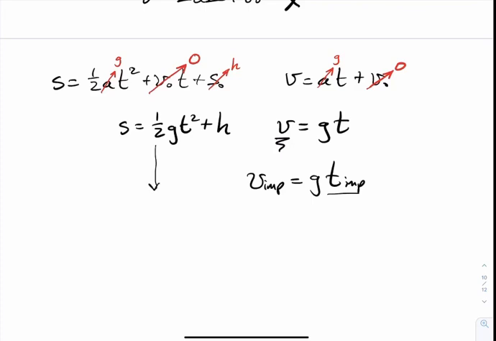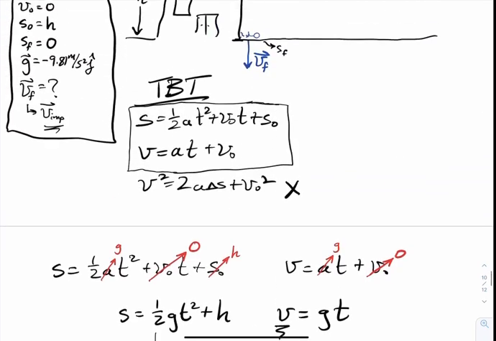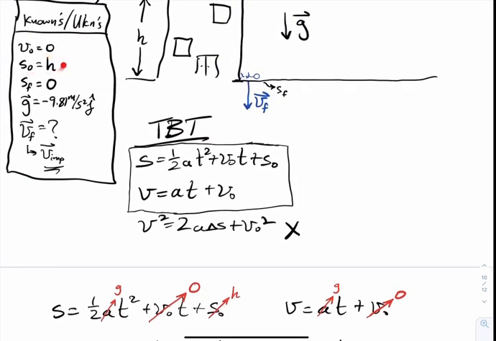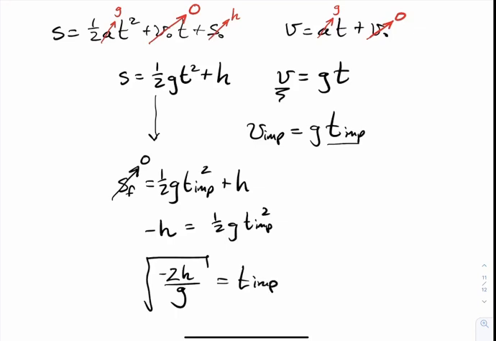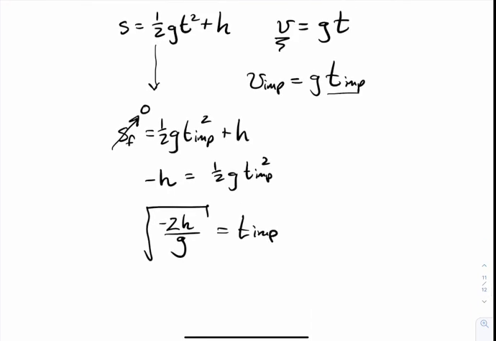So using this equation, we know that T impact happens at S final, and S final was 0 because we chose S initial to be H. Okay, so now we could solve this equation for T impact. I'll subtract H, we'll multiply by 2, divide by G, and square root. And now we can take this and substitute it in here.